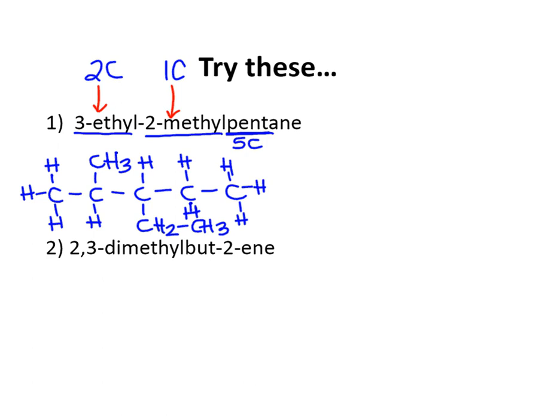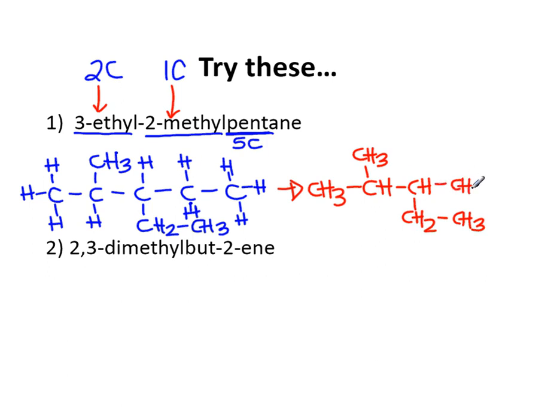Now, if we wanted to draw this in the condensed way, instead of drawing out all of these bonds, 1, 2, 3, CH3. Here I've got CH, and then I'm going to put my branch on it there, CH3. Next one, CH. Then I have my ethyl branch down here. Then I've got CH2 and CH3 on the end.